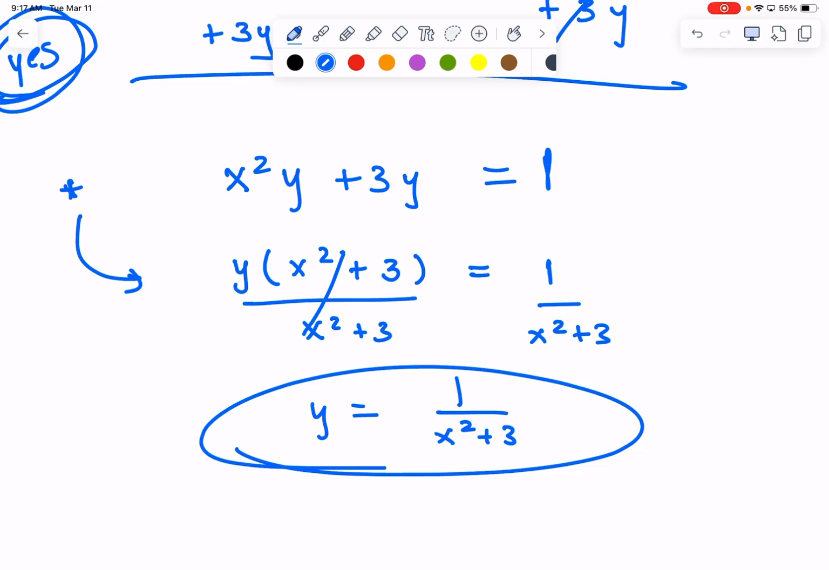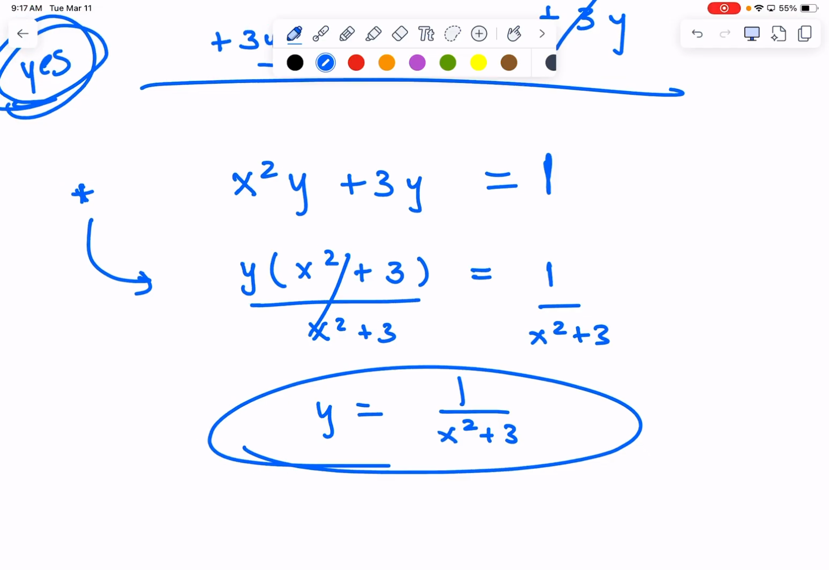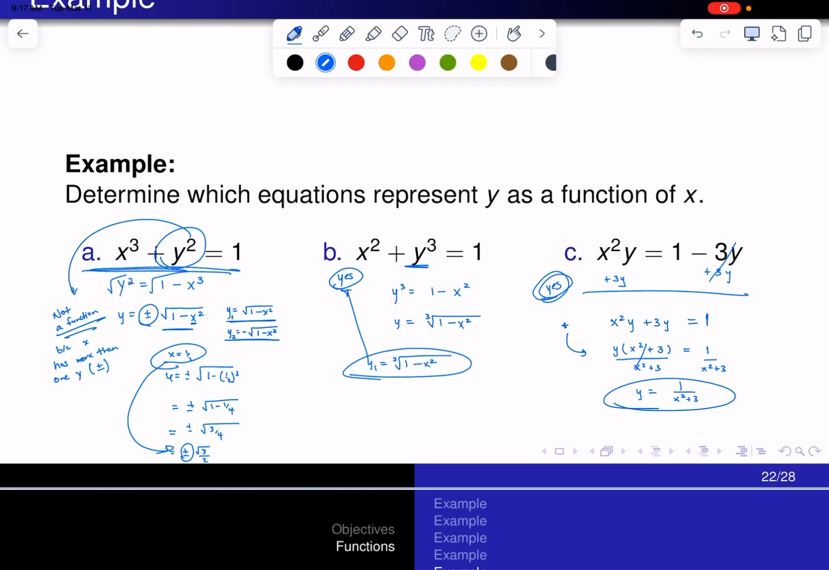Does it pass the vertical line test? 100%. So are you going to just trust me now? Yeah. As long as you don't have even powers of y. As long as I do not have an even power. Did you type it in like this?